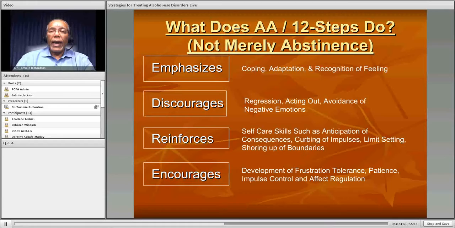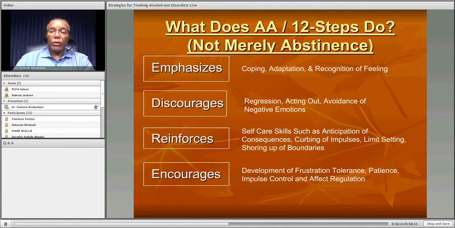I will mention AA, the 12 steps. It's not just merely abstaining from the alcohol. They emphasize coping, adaptation to life, dealing with life on life's terms, recognition of feelings. The AA program discourages regression, acting out, avoidance of negative emotions. In other words, pain, and I tell patients all the time, without pain there can be no gain. We think about it when we go to the gym, it's the same thing. If you don't hurt, you can't heal.